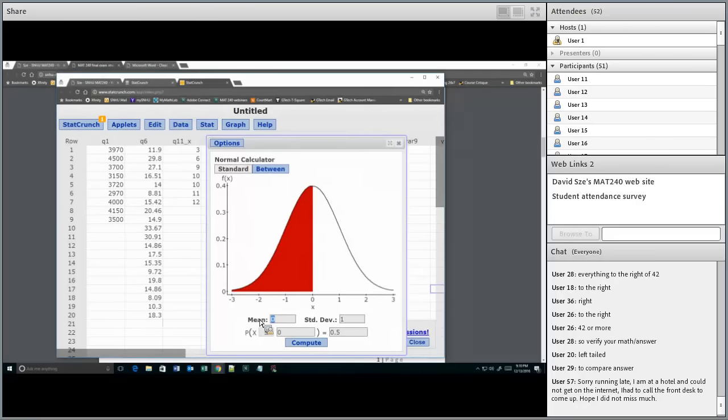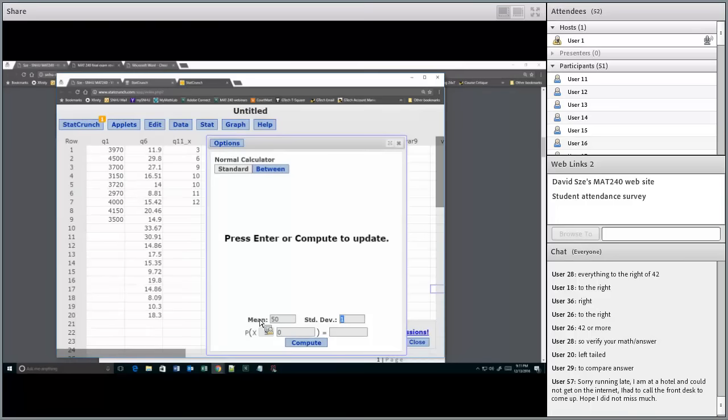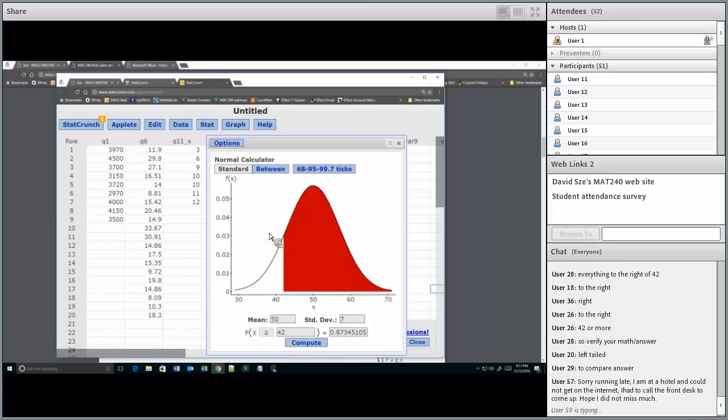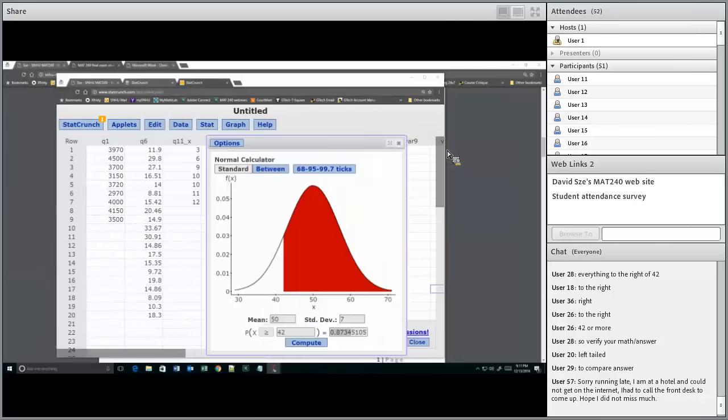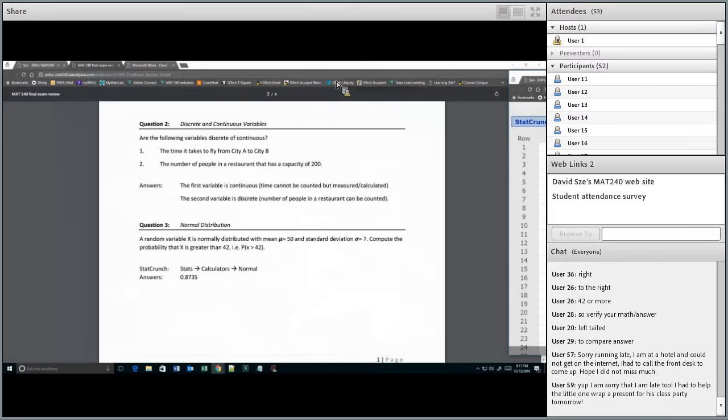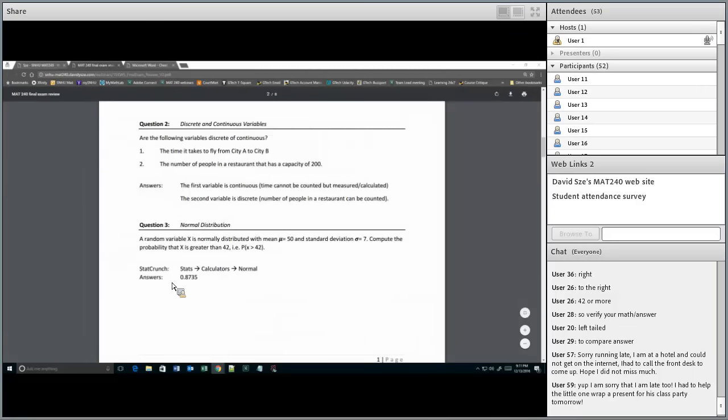The mean is given as 50. The standard deviation is given as 7. That's given in the problem. I'm looking for a value of 42 or higher, so I'm going to choose the greater sign. Then you'll notice that it highlights exactly the same region as you had anticipated, and the answer is given as 0.8735. So you can see that this matches the diagram that you drew, right? So that's the answer there. Very simple, nothing much to it. And so that is the answer, 0.8735.